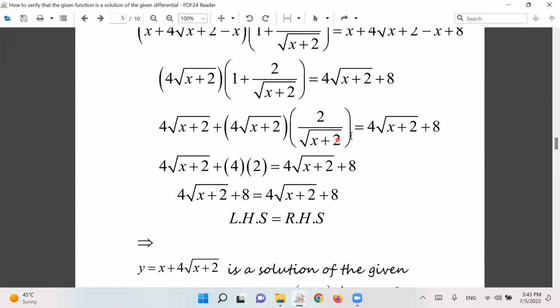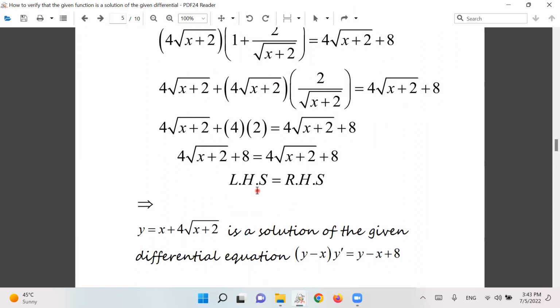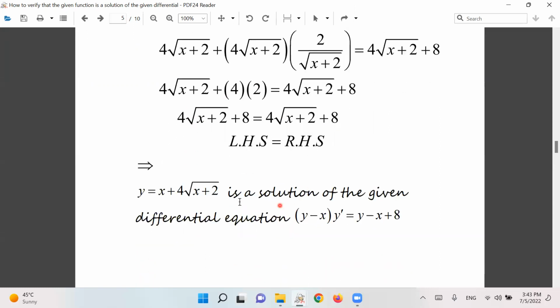After that, with more simplification, we can cancel this with this. So we will be left with just 2, and 4. So 2 times 4 will be 8. And this will be the same, 4 times the square root of x plus 2. So this is the same. Now, if we see the left hand side and the right hand side, they are all the same. So this means the left hand side equals the right hand side, which means that y equals x plus 4 times the square root of x plus 2 is the solution of the given differential equation, which is given as this.